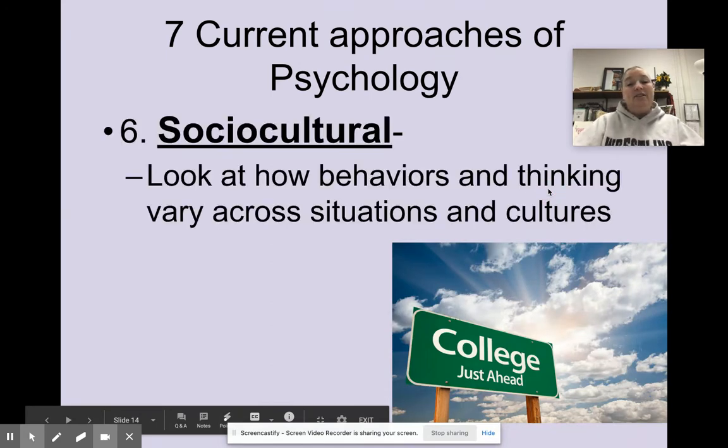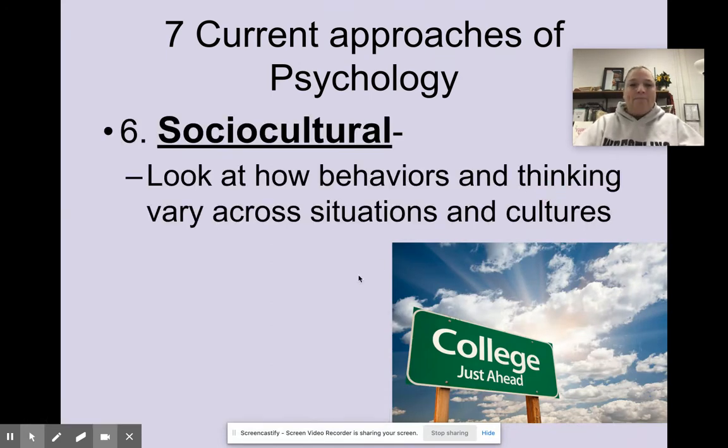Number 6 is the sociocultural approach. And it looks at how behaviors and thinking vary across situations and cultures. So it is somewhat environmental, but our culture is what affects us. So, for example, one of the things that I have heard from my students is that there's a lot of pressure in Brandon, South Dakota to go to college. How many of you would agree with that? Yeah. And if you look at our culture, it kind of makes sense.